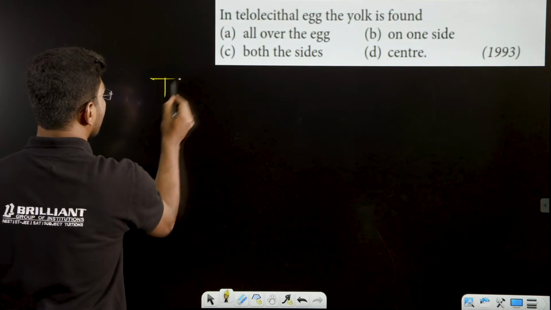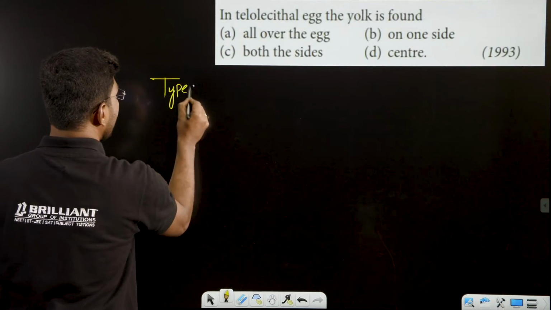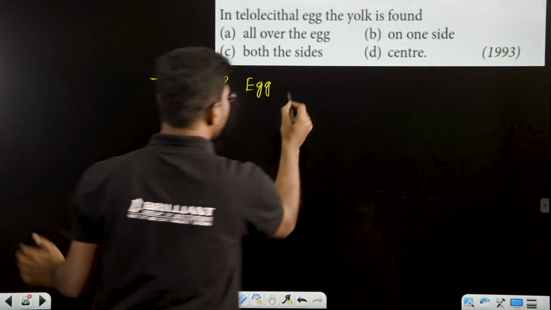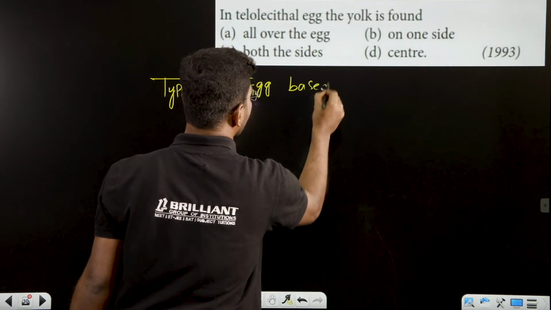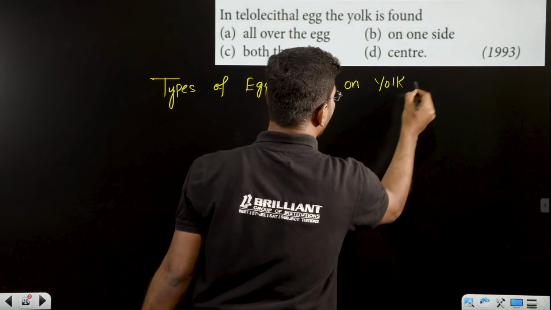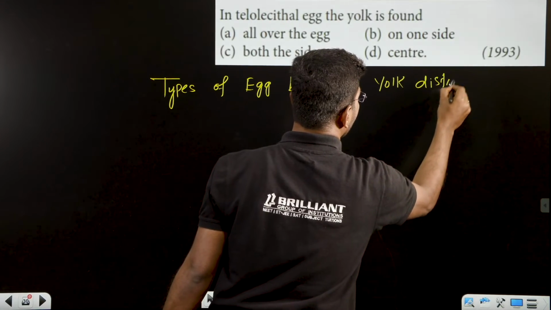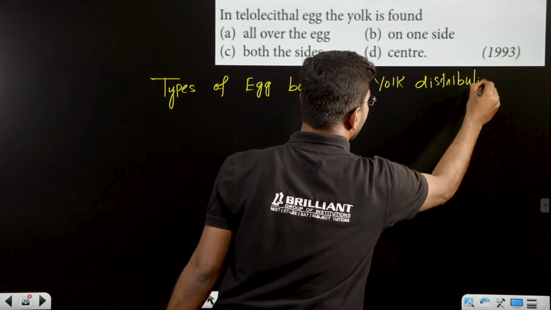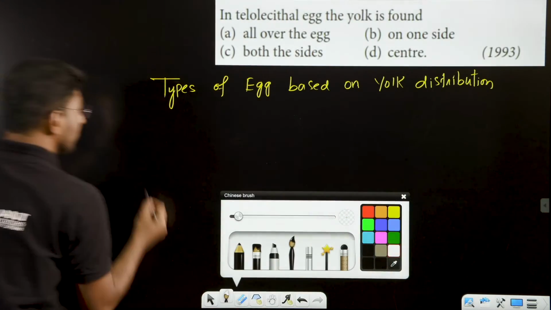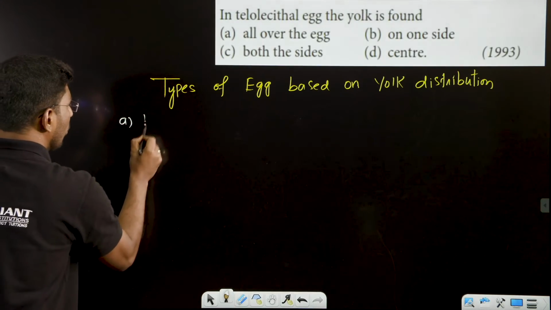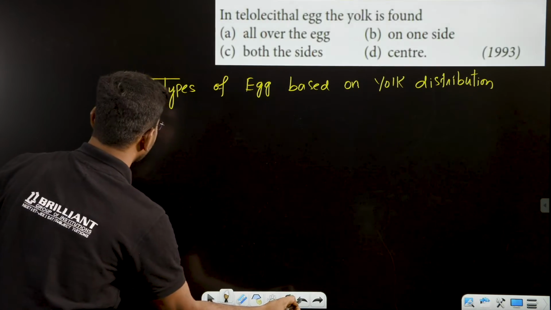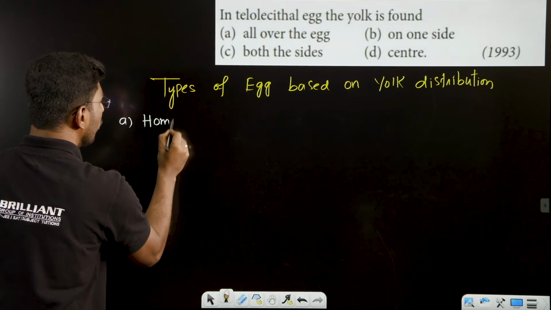Types of egg, based on yolk distribution. I will give you the example also. Okay. First one, hololecithal, or we can write homolecithal.